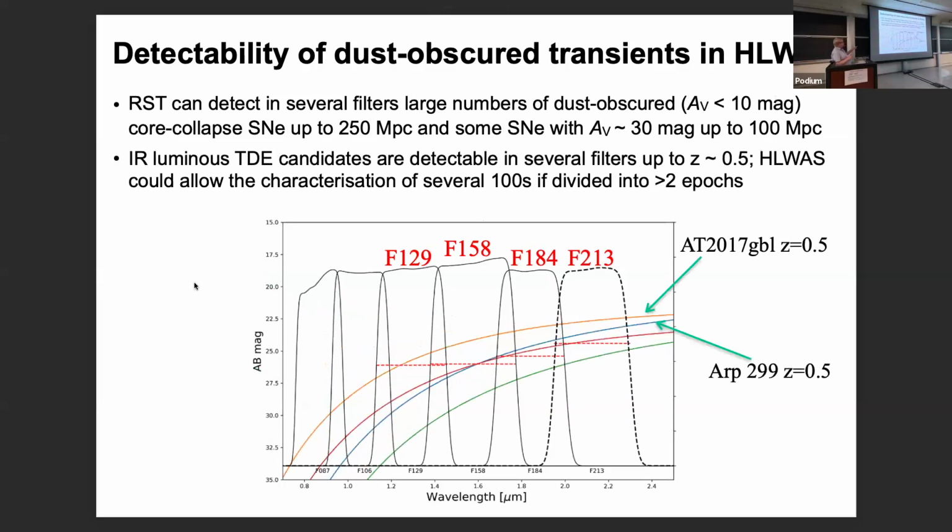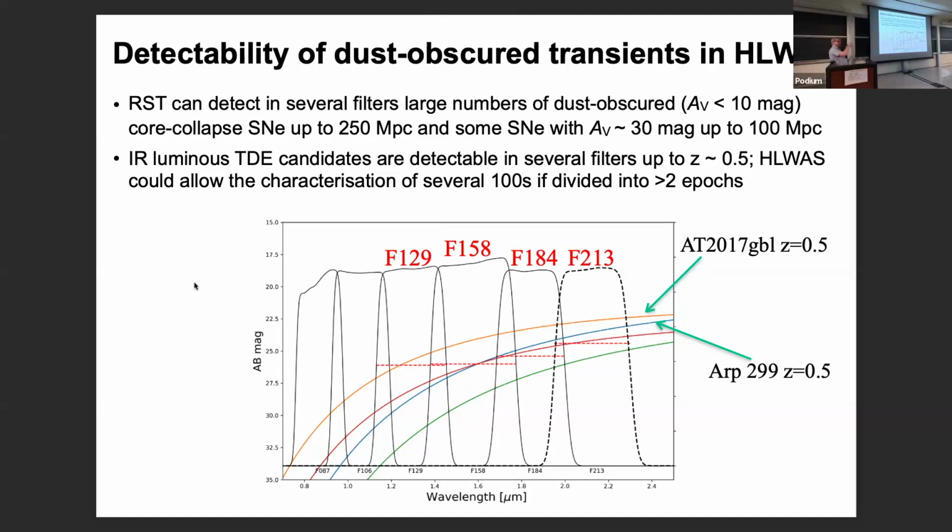Then turning to these luminous nuclear transients, we use now a couple of previous examples here. We have infrared SEDs, and again, we move these to different redshifts. So the question is, if we have an event similar to this Arp 299 TDE candidate at a redshift of 0.5, we might actually still be able to see it in a number of Roman filters. And doing some quick calculations shows that we might be able to detect and characterize several hundreds of these kinds of transients.